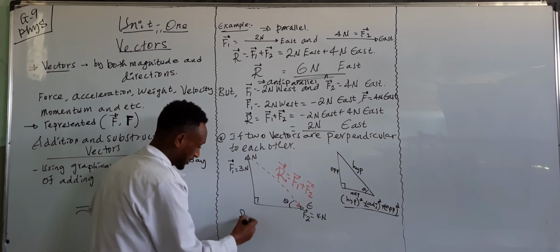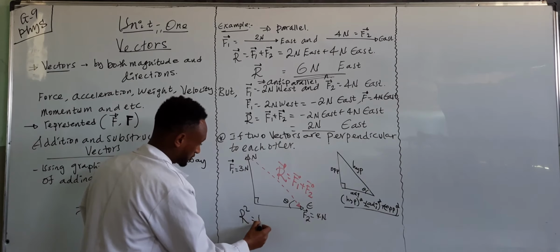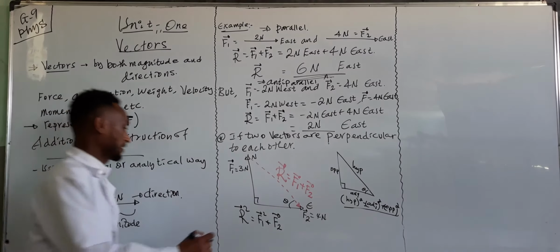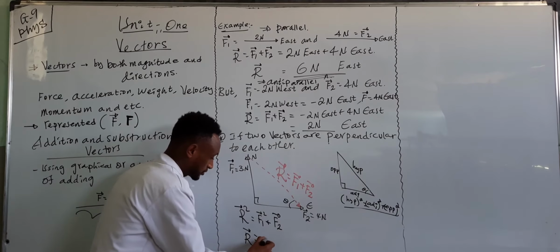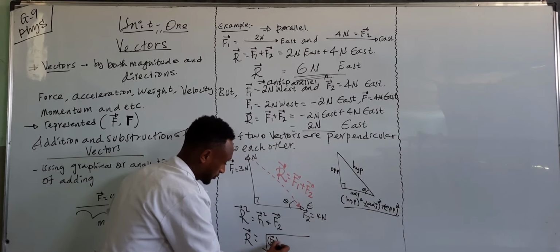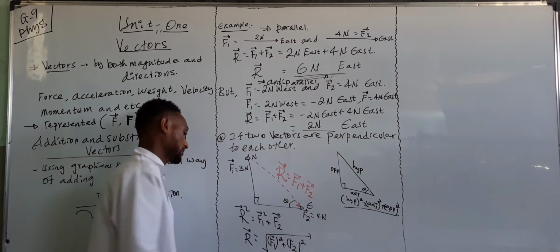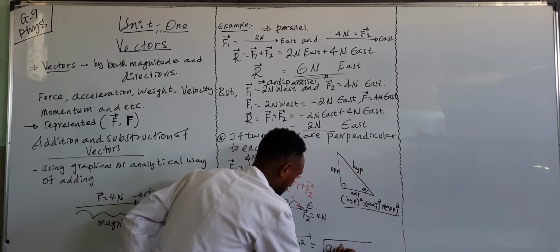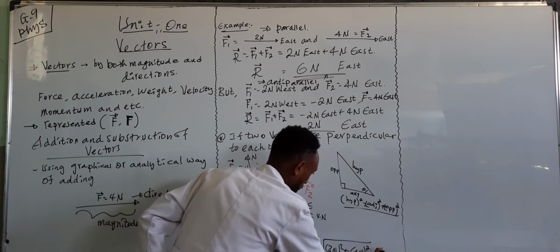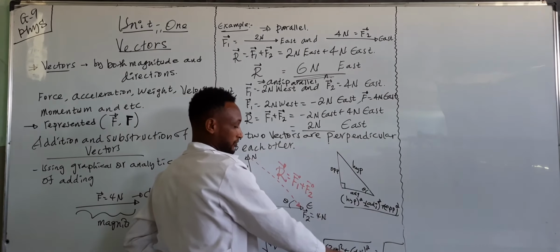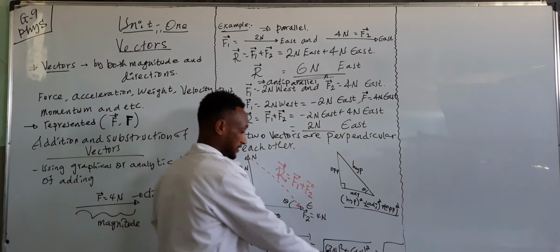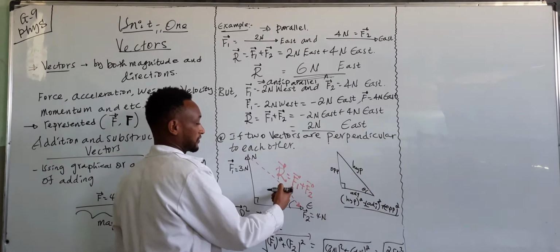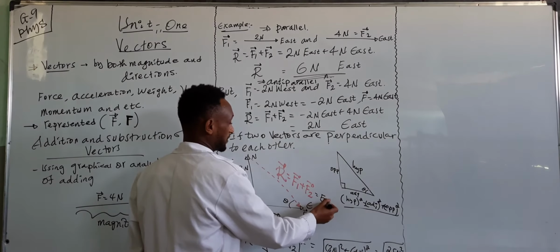According to the Pythagoras theorem, the resultant squared is equal to force 1 squared plus force 2 squared. That means the resultant is equal to the square root of force 1 squared plus force 2 squared. Substituting the values, force 1 is 3 Newton squared plus force 2 is 4 Newton squared, which is equal to the square root of 9 plus 16. Adding them gives 25 Newton squared, which means 5 Newton. The resultant of force 1 plus force 2 is equal to 5 Newton.